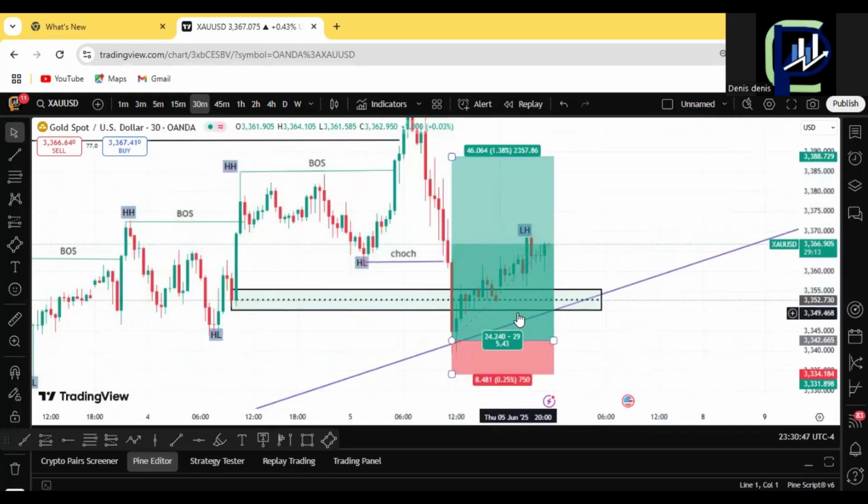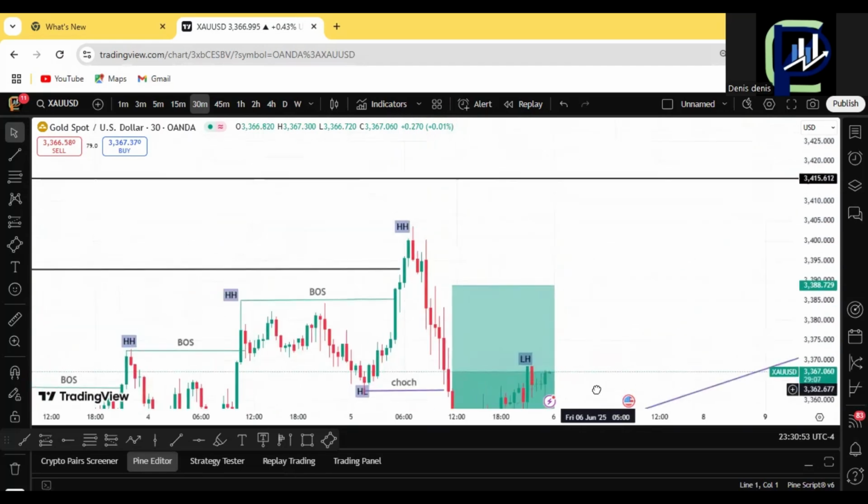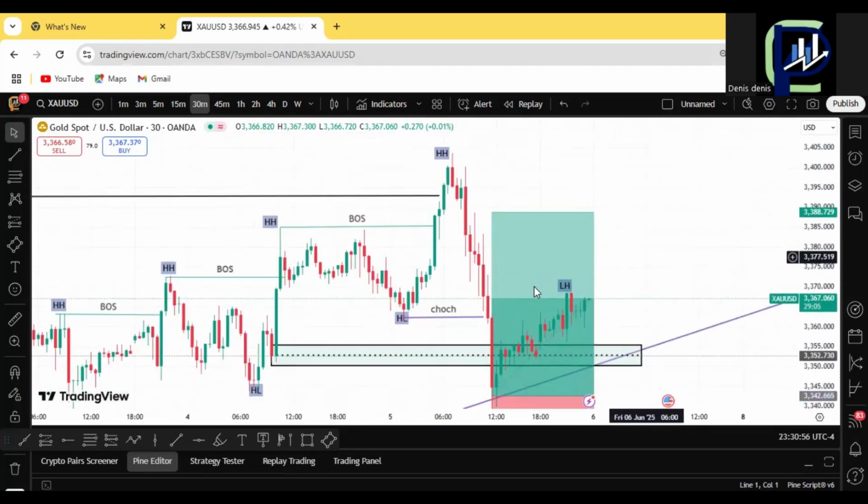Now let's look at this trade that we had. Now this is a combination of so many things that gave us this trade, but that's not going to be very important for now. Let's just understand market structure.